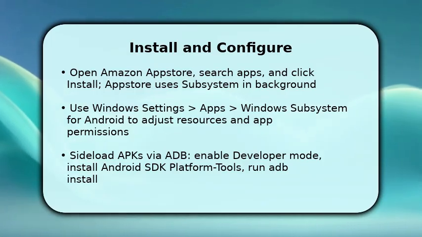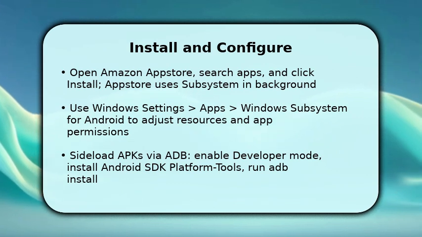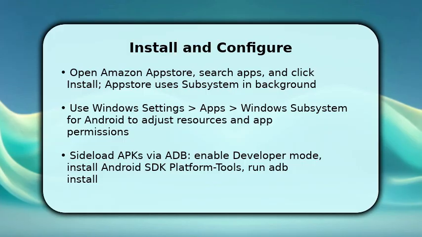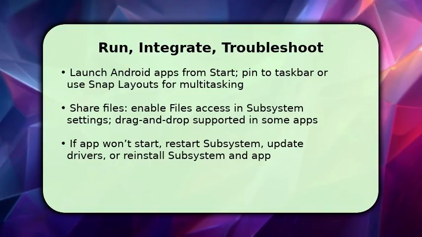For apps not in the store, enable developer mode in the subsystem. Install ADB tools on your PC, connect via ADB and run adb install app to sideload. Finally, run and integrate your Android apps like normal.